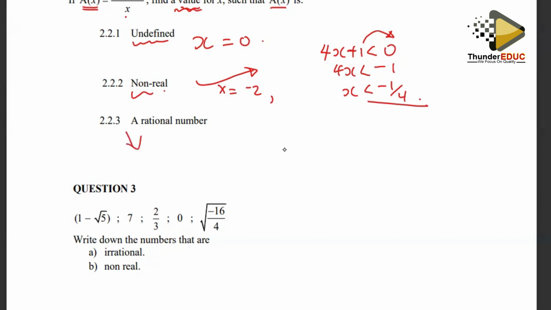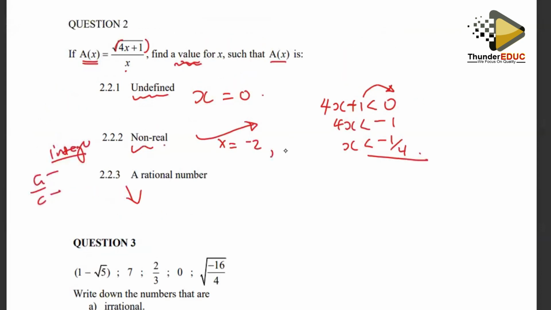Then they want us to get a rational number. So a rational number, remember, is where we can write it as a fraction, A over B, where A and B are integers. They are basically numbers. So what we need is the value of x that's going to make 4x plus 1 a perfect square. In other words, we should be able to find the square root of this entire thing that is under the brackets, okay?